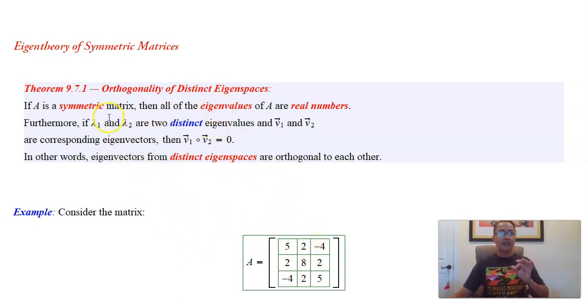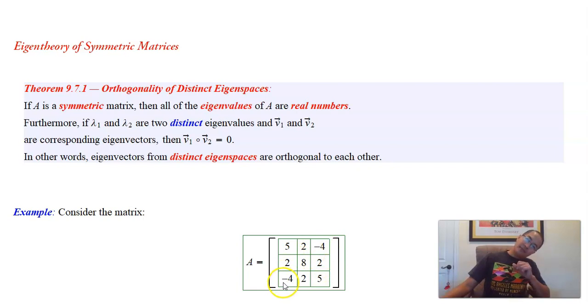Okay? So remember what a symmetric matrix is. When you transpose it, you get exactly the same matrix. That means that that 2 has to be the same as that 2. That minus 4 has to be the same as that minus 4. And that 2 is also the same as this 2. So let me be honest with you. This is actually a very special kind of symmetric matrix.